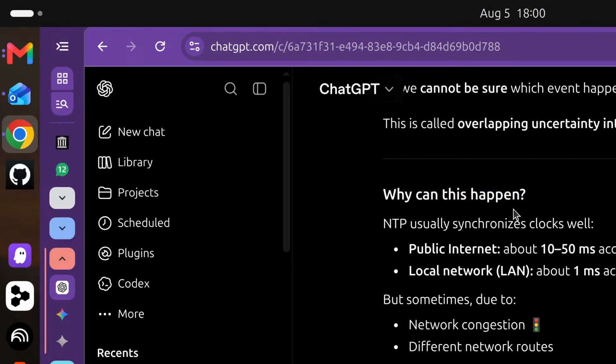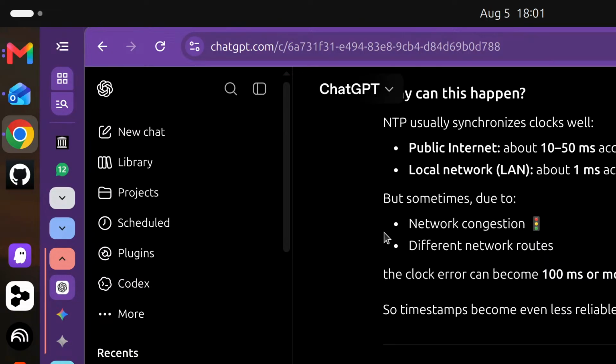Why can this happen? NTP usually synchronizes clocks well: on the public internet about 10 to 15 milliseconds accuracy, and on a local network about 1 millisecond accuracy. But sometimes, due to network congestion or different network routes, the clock error can become 100 milliseconds or more. So timestamps become even less reliable.